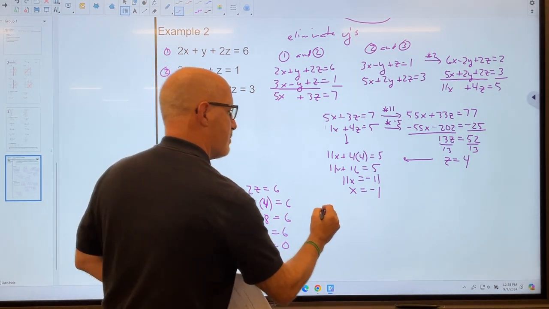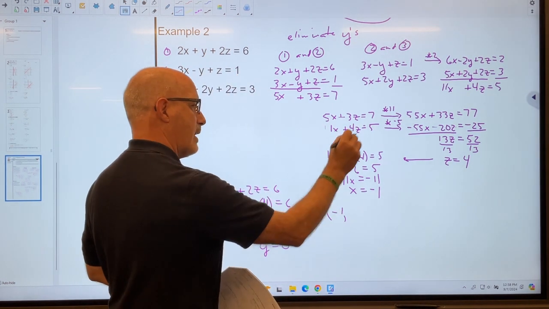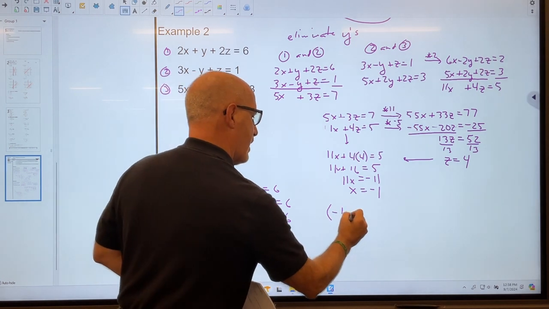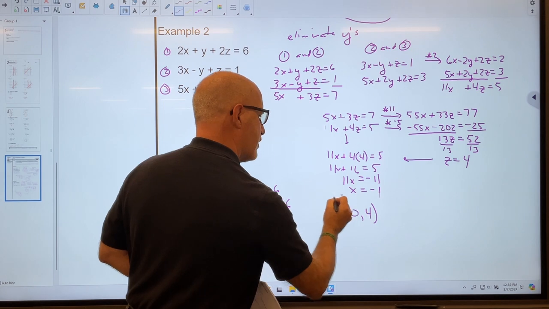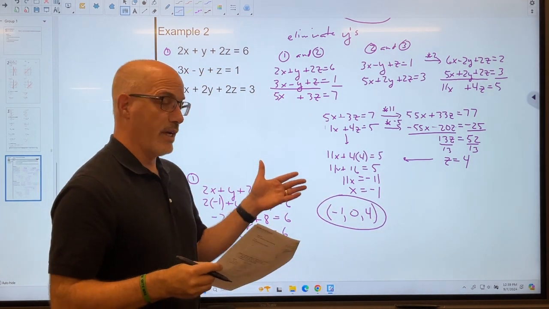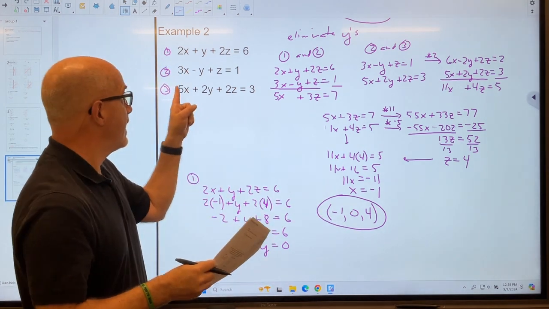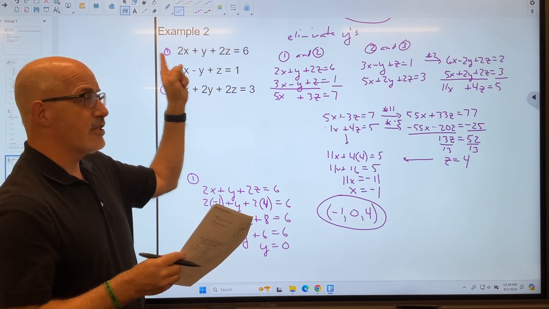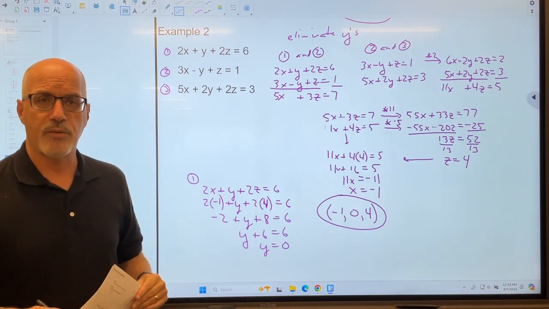So now I'm going to list my ordered triple, negative 1 for x. Remember, it goes x, y, and z in alphabetical order. There's my solution to this system of 3 equations with 3 variables. If you put this point into each of these equations, it will make a true statement. It's the only ordered triple that will do that.